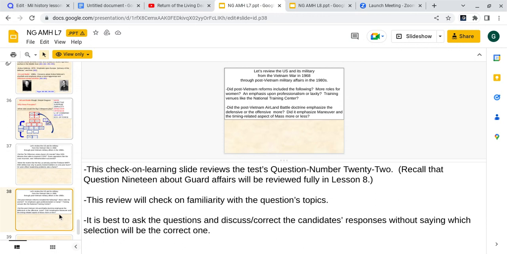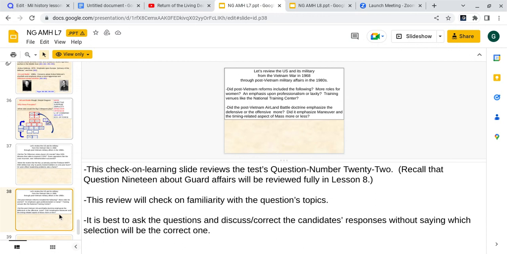Next, did post-Vietnam reforms include the following? More roles for women? Yes. Women had greater roles after Vietnam. Was there an emphasis upon professionalism? Yes, there was more of an emphasis on professionalism, and they were trying to fight against laxity in the U.S.